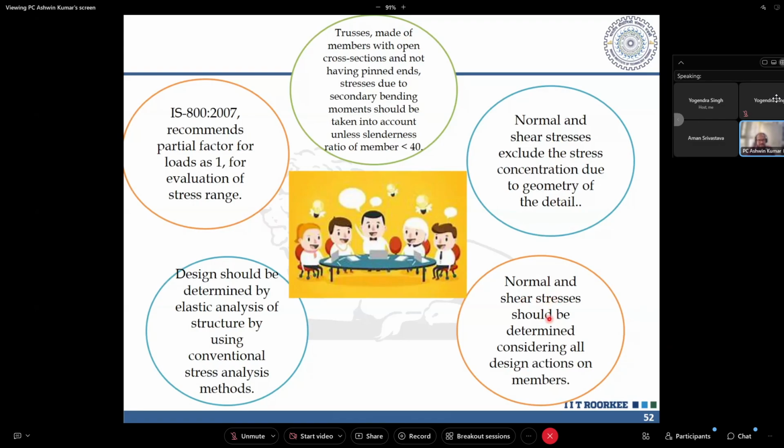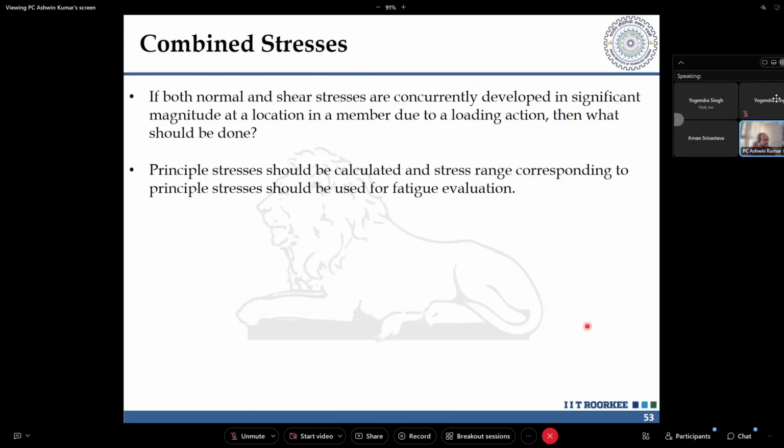Normal and shear stresses should be determined considering all design action directions on members. So what these points are saying is that, even if things sound simple to your ears right now, there are certain things you need to consider with respect to the detail you're looking at, the loading that is going to come up, the stress analysis you are doing, what the section sizes are, and what the slenderness ratio is. That needs to be considered.